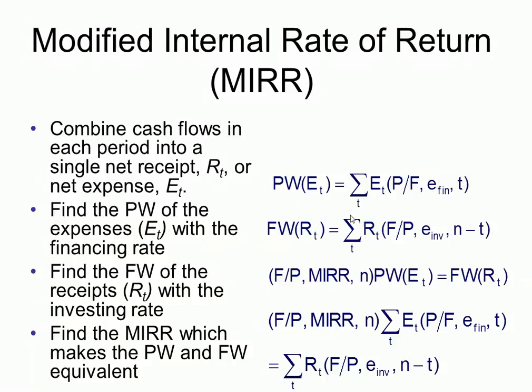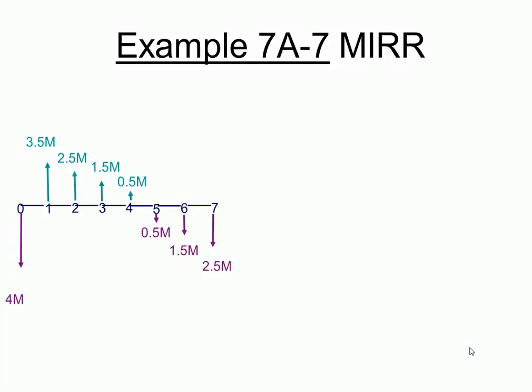And the same thing here regarding this sigma T. It's basically a summation of different products of the receipts that are discounted to the future. Then we plug in these summations, and that gives us a large equation from which to find MIRR. So here's an example of modified internal rate of return calculations.